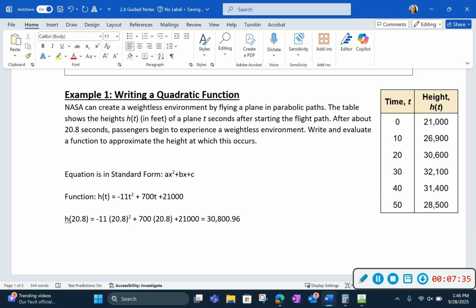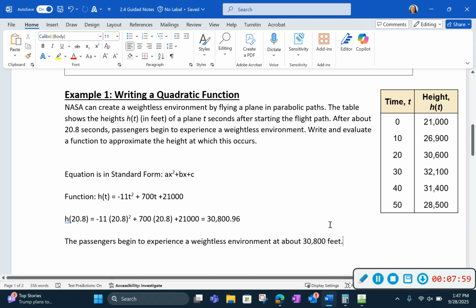This means that the passengers began to experience a weightless environment at about 30,800 feet. So there's our answer in words. So I want to show you another neat trick, since we have technology and we're using it today, on how we could do this without doing all this work.